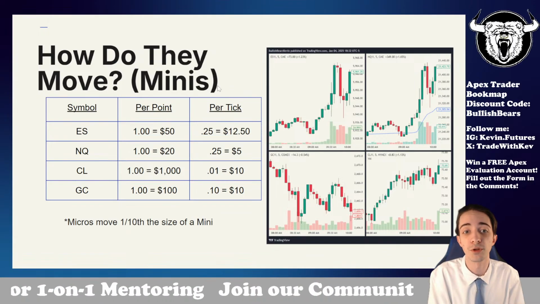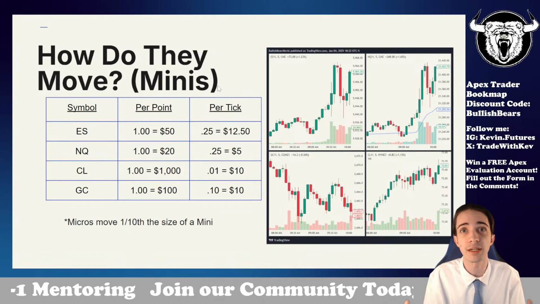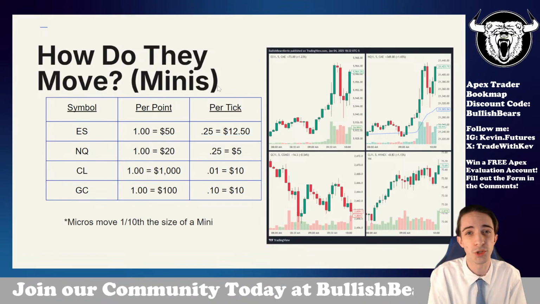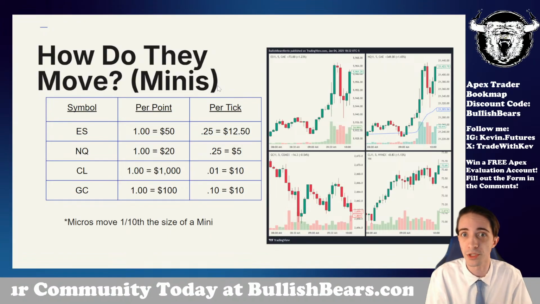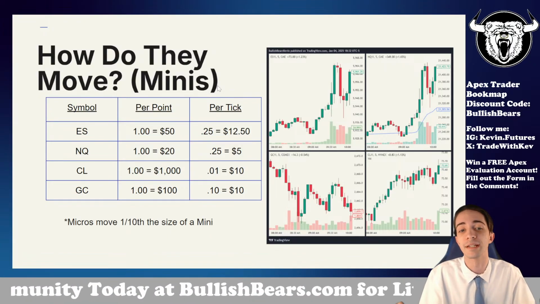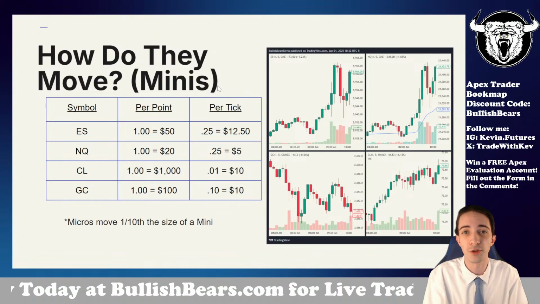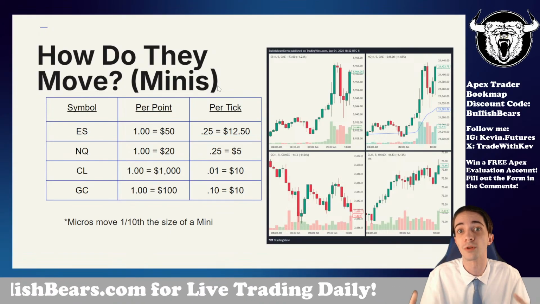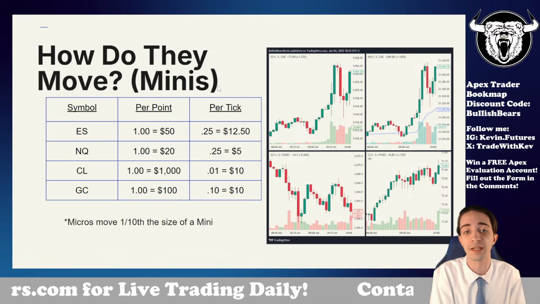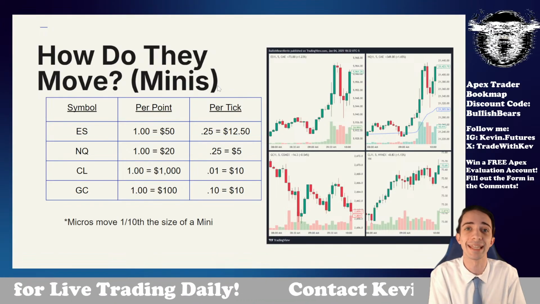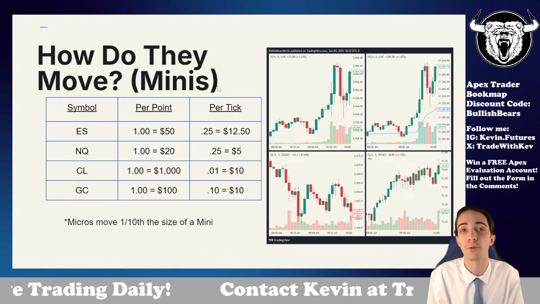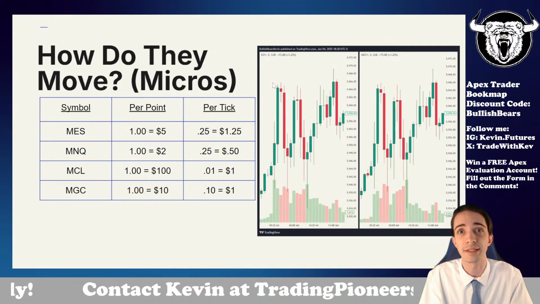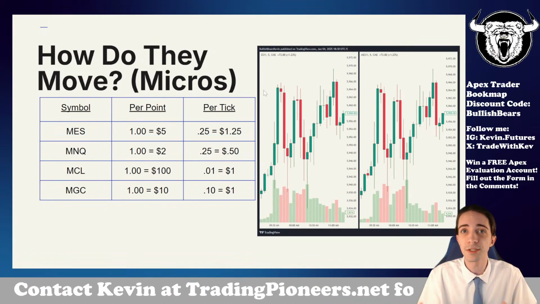CL $1 move is $1,000, which sounds like a lot, but crude oil is a very low trading future. It's usually around $60 a barrel, 62, sometimes 70, 80, but at $80 a barrel, we're maybe getting a dollar move a day, right? So it moves by 0.01. That's 100 ticks equals 1 point. In GC, it moves by 10 ticks equals 1 point. 1 full point is $100. 1 tick is $10.